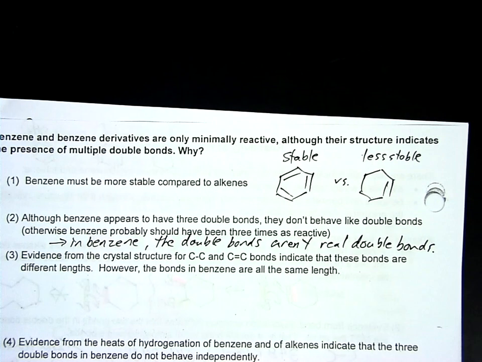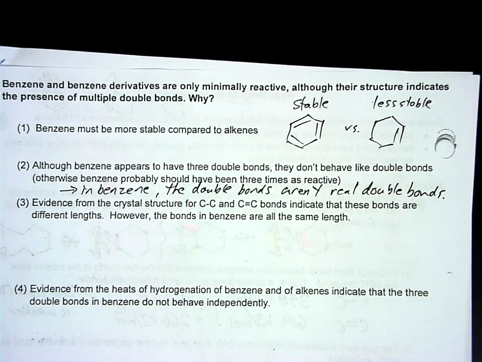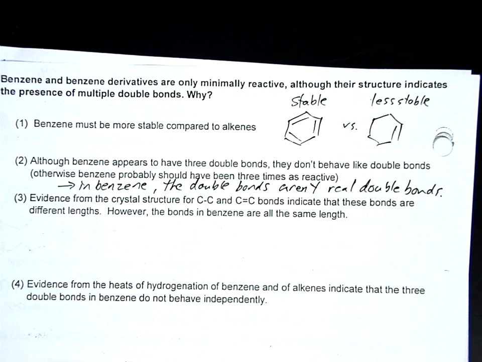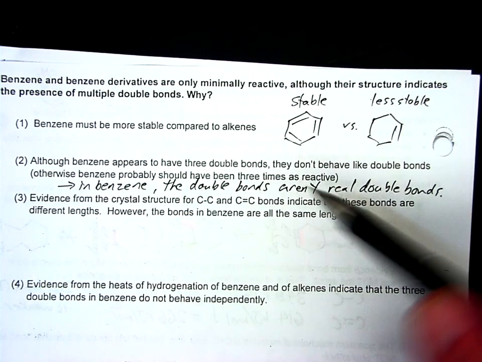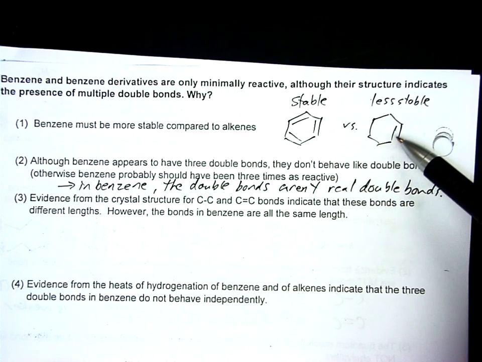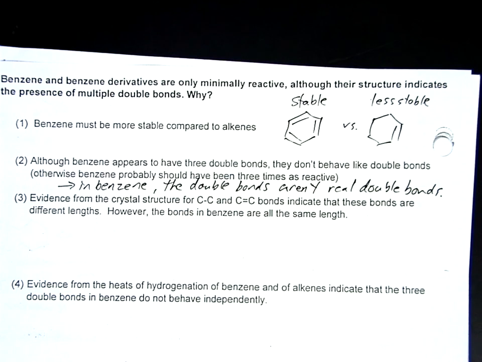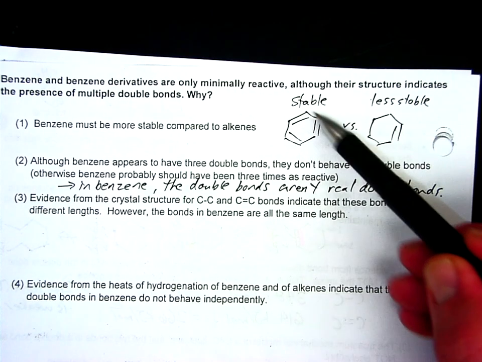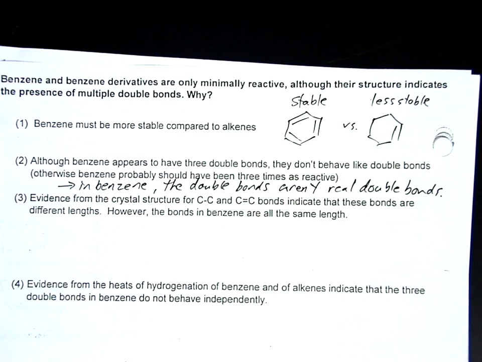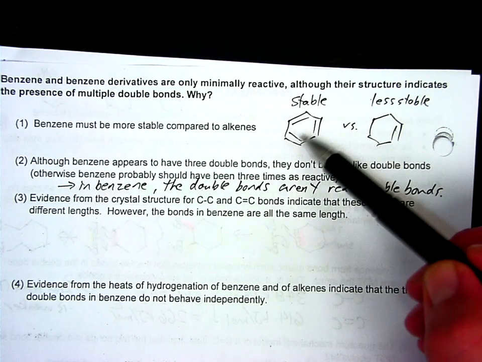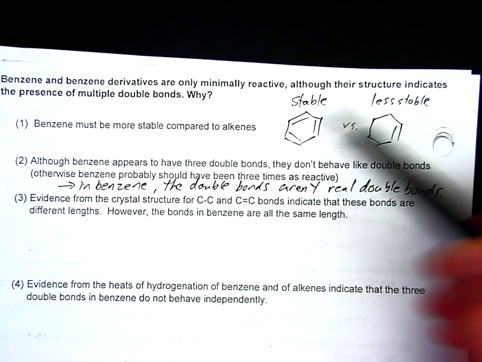What does that mean? Are we going to rationalize that? Well, let's go a little further and see if that makes sense. There's some more evidence here too. Evidence from crystal structures of carbon-carbon single bonds and carbon-carbon double bonds indicates that these bonds are all different lengths. The double bond would be shorter than these single bonds, which makes sense: you've got two sets of overlap, so they're going to hold the atoms closer together. But when we look at benzene, all the bond lengths are the same. We don't have a short one here and a long one there. They're all identical.